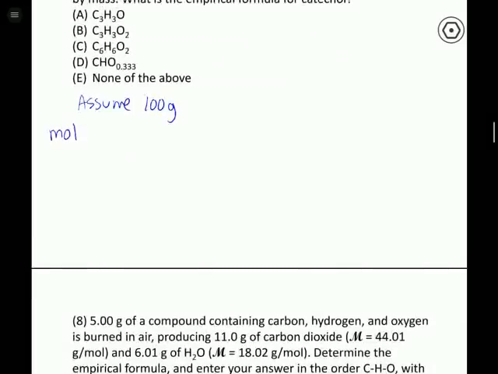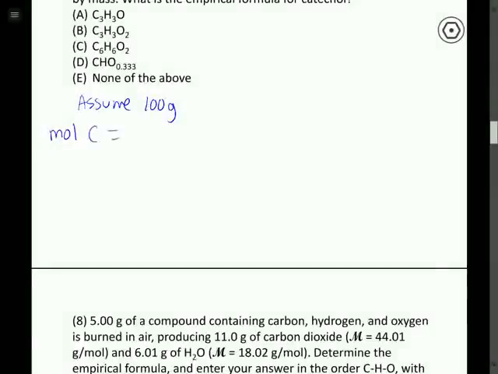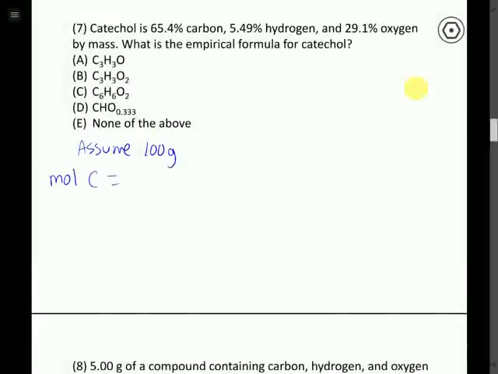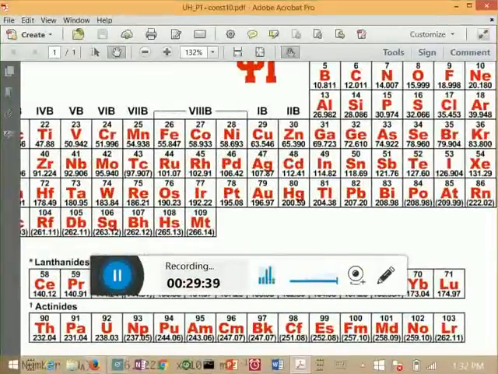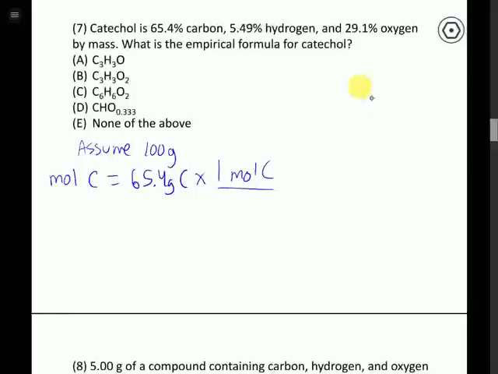So the moles of carbon, our mass percent of carbon is 65.4. So in those 100 grams of compound, we have 65.4 grams of carbon. And for these, we're just going to use the atomic masses to figure out how many moles of each element there are. So 1 mole of carbon from the periodic table has a mass of 12.01. That's atomic number 6 for carbon. So we have 5.45 moles of carbon.